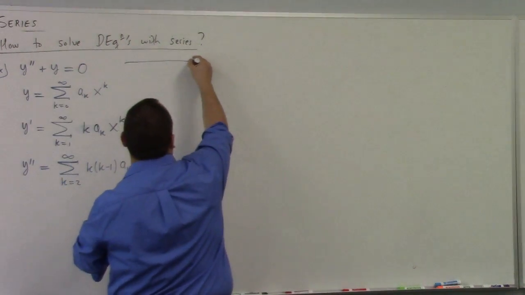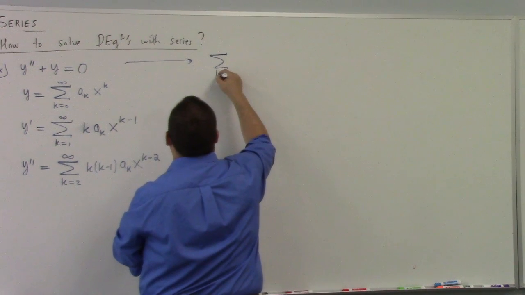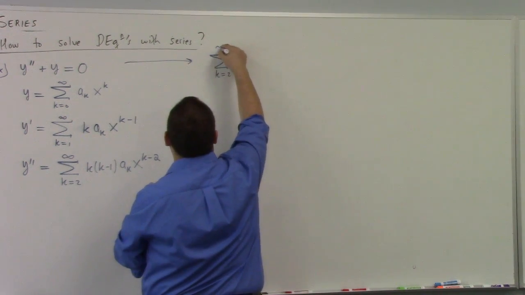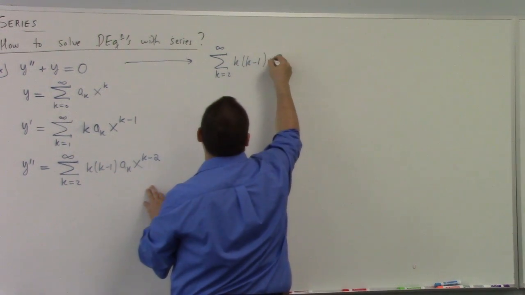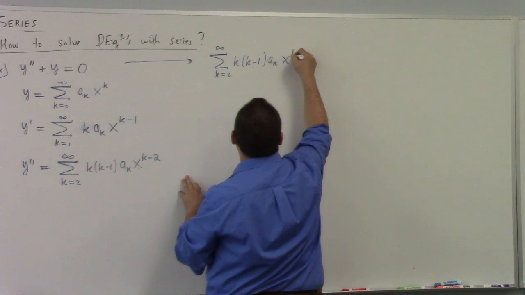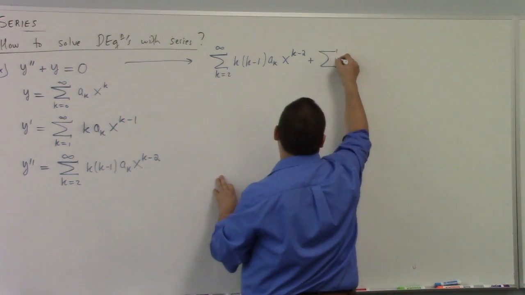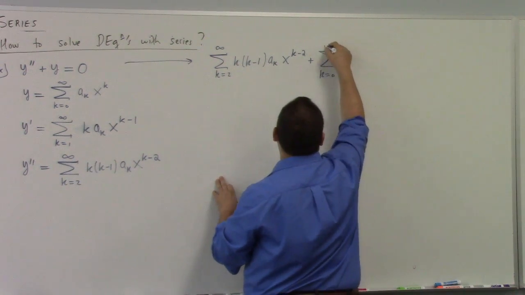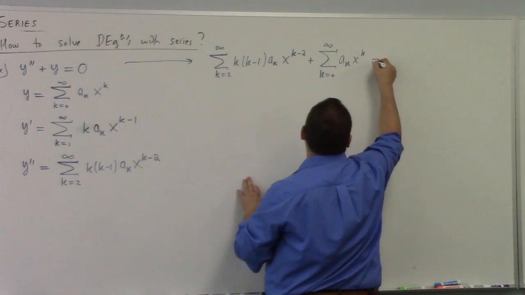So this informs us that we want the sum, k equals 2 to infinity, of k times (k minus 1), a sub k, x to the power k minus 2, plus the sum, k equals 0 to infinity, a sub k, x to the power k, equal to 0.